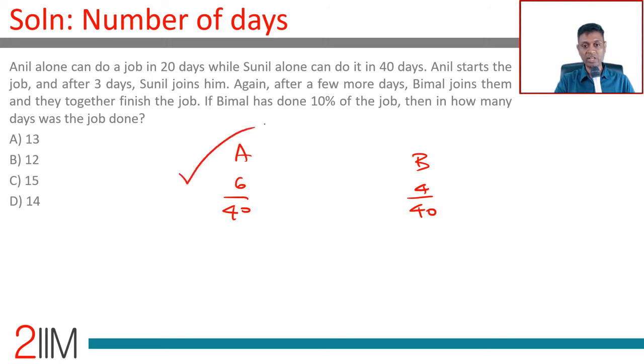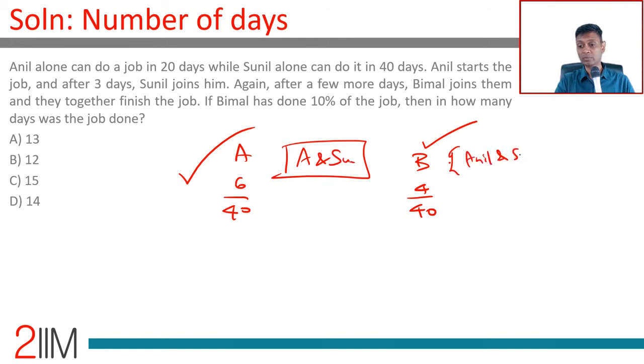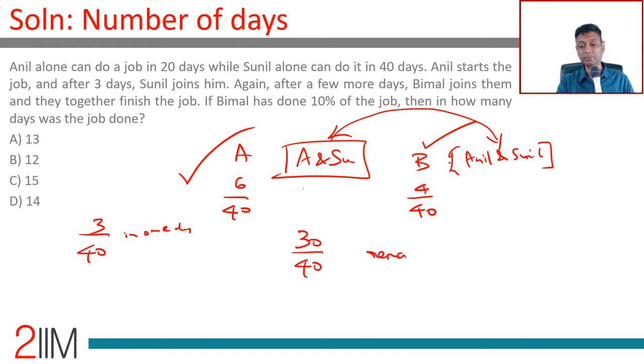This gets completed in the first 3 days. This gets completed in the window where Bimal is working. In between we have Anil and Sunil. When Bimal is working, Anil and Sunil also work. We cannot forget that. And so Anil and Sunil would have done this. So we're looking at Anil and Sunil's contribution. Together they can do 3/40 in 1 day. They have 6/40 plus 4/40 completed, 10/40 already done. So 30/40 is remaining, or Anil and Sunil have together worked for 10 days.